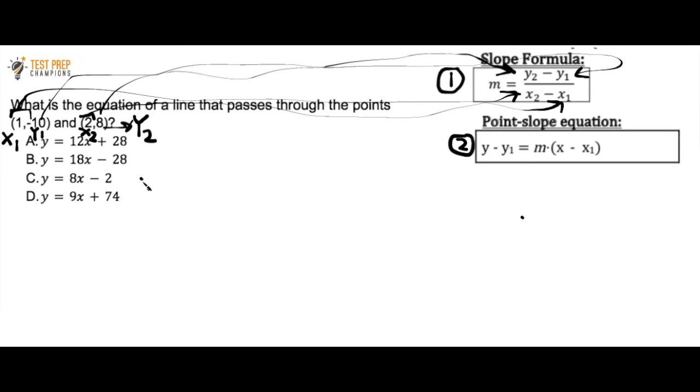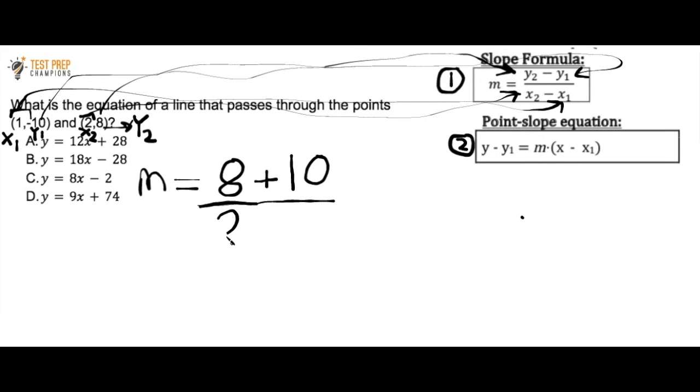Okay, so let me show you how I would do this. So m equals y2 minus y1. So what do I put in for y2? Well, remember, I'm going to put 8 in for y2. So it's 8 minus my negative 10. So here's a little trick here. Minus a minus is the same as plus. So instead of doing 8 minus negative 10, I can just write it as 8 plus 10. All right, and I'm going to divide that by x2 minus x1. So x2 is 2, and x1 is 1. So it's 2 minus 1.